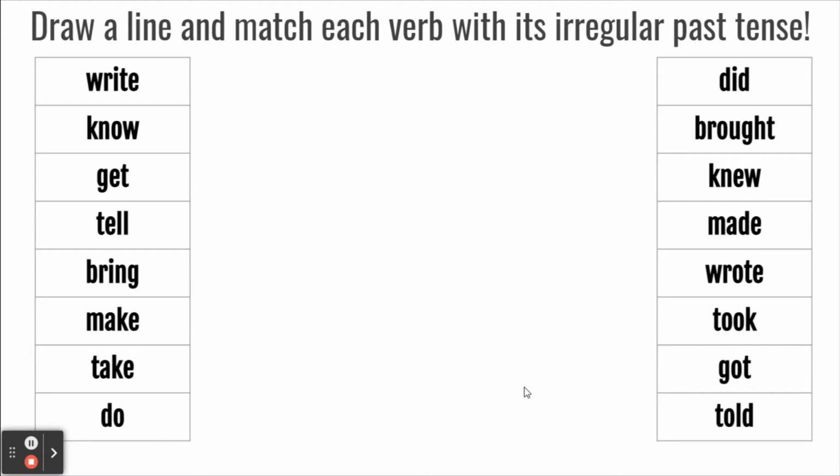Past tense: did, brought, knew, made, wrote, took, got, told. Let me give you one example, just as I did before. The irregular past tense for the verb do is did. And I'm sure you have seen that on many occasions. So again, friends, pause the video, take as long as you need, and when you are ready, just come back to me.